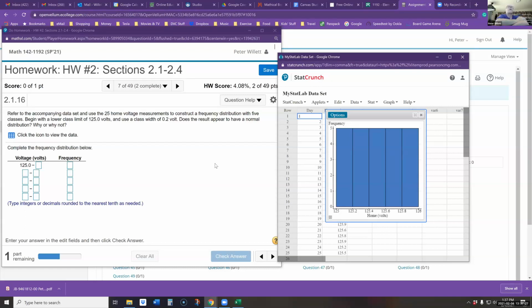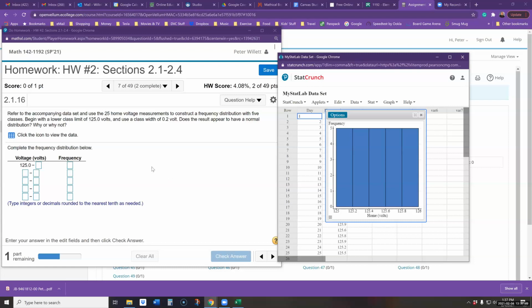So this is a standard type of distribution that may show up, and I think it's showing up here because they wanted you to be able to answer the question, does the result appear to have a normal distribution, why or why not, by recognizing that this is not normal, that it's uniform. Is that okay? Yeah, I understand that.